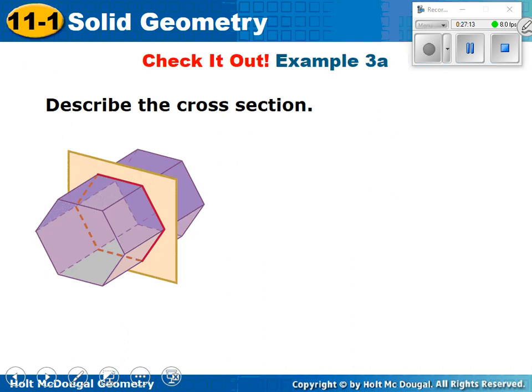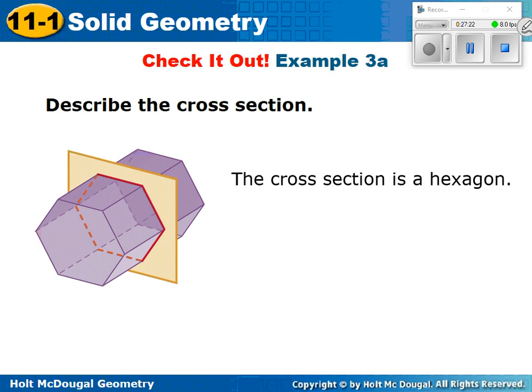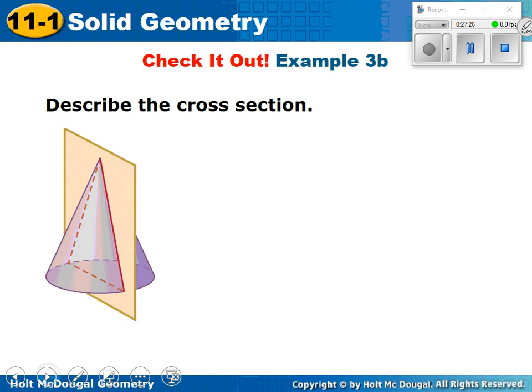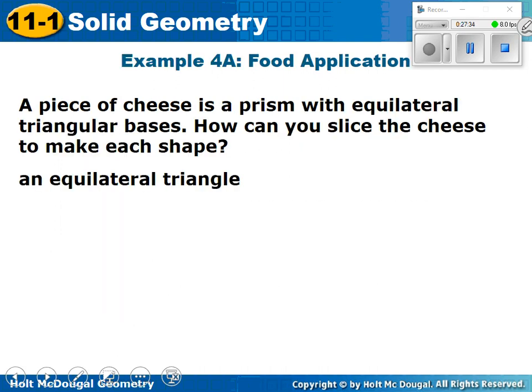What do I get here for my cross section? Hexagon. The next two questions, or actually, is this the last one here? Oh, yeah. So what do we have here? What's our cross section? Triangle. Okay. The next two questions are going to ask you to describe how you should cut the cheese. How you should slice the cheese.